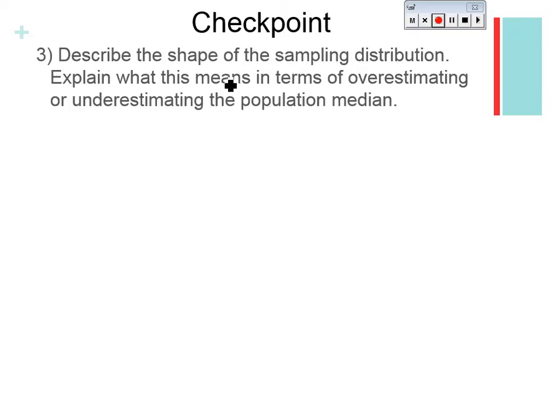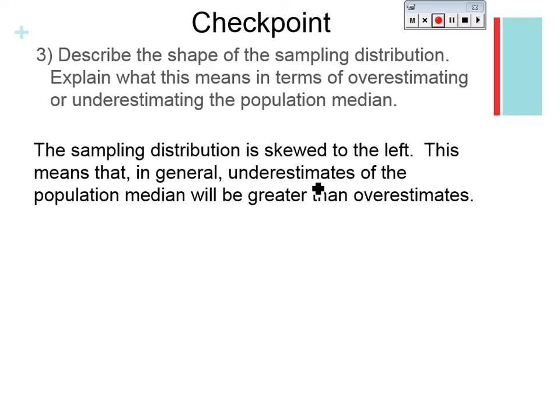And then finally here it says, describe the shape of the sampling distribution. Explain what this means in terms of overestimating or underestimating the population median. So the sampling distribution for this, if you go back to the original graphs that I showed you, is slightly skewed to the left. And what this means is that it will underestimate, because it's skewed left, it will underestimate the population median. So just remember, when your graph is skewed left, the mean gets pulled to the tail. So the mean will actually be less than what the median is. So in that case, because it's less than, it underestimates slightly, in this case, what the population median would be.